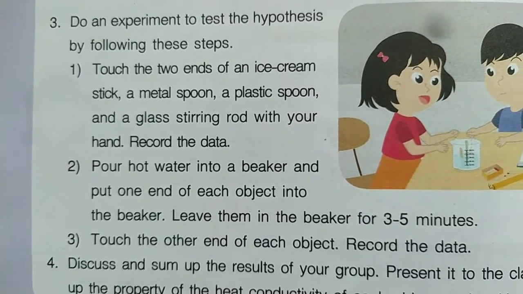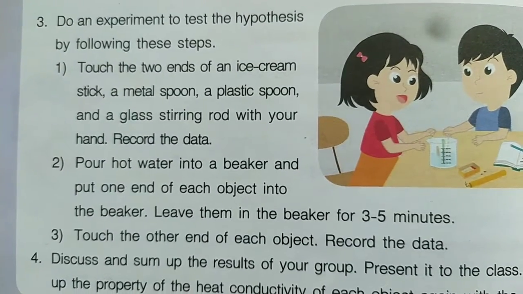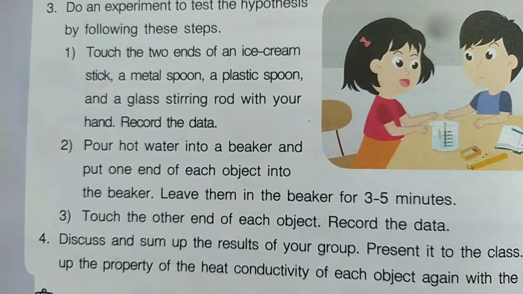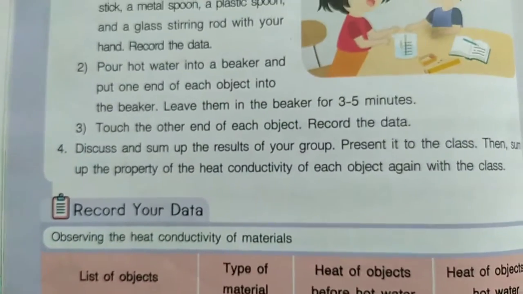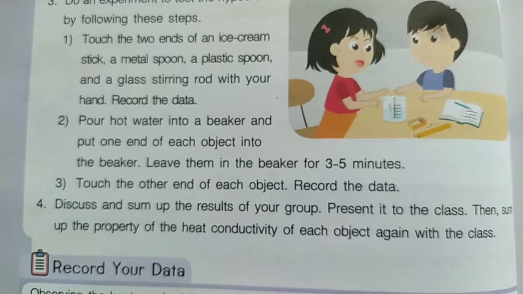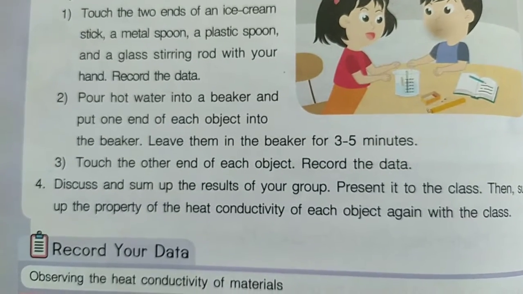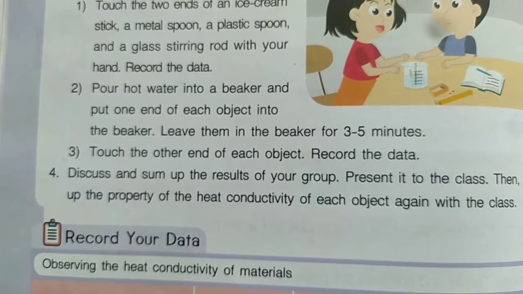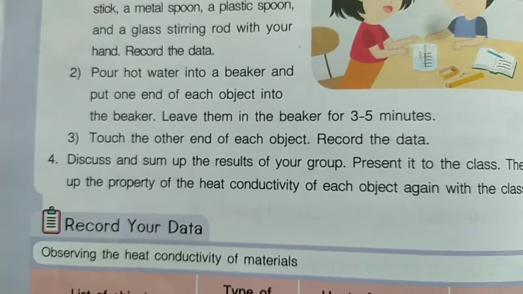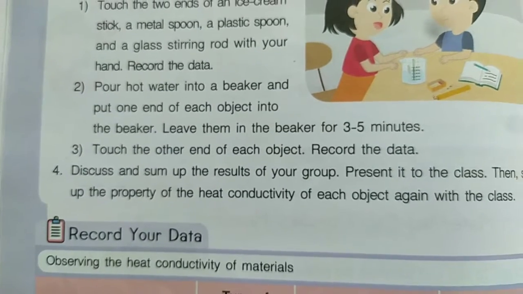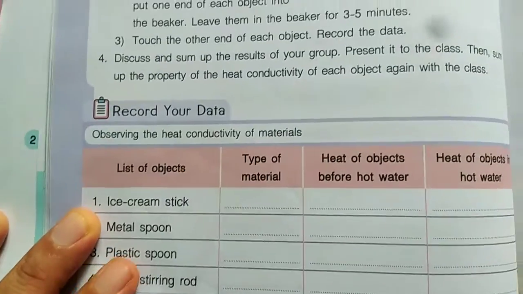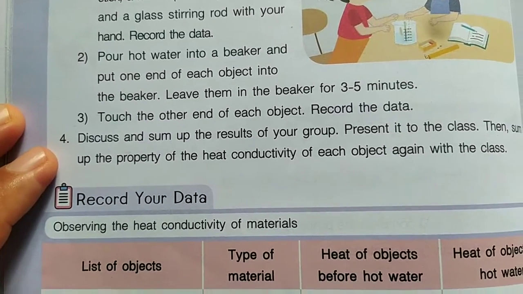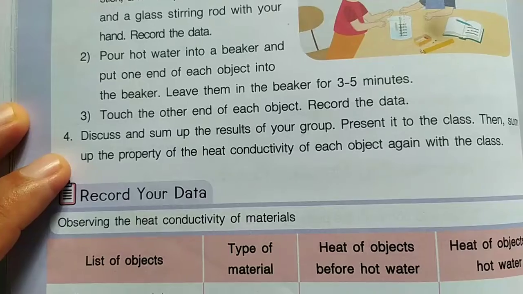Touch the two ends of an ice cream stick, a metal spoon, a plastic spoon, and a glass stirring rod with your hand, and record the data below. And pour hot water into a beaker and put one end of each object into the beaker. Leave them in the beaker for 3 to 5 minutes. And number 3, touch the other end of each object and record the data here. And then, number 4, discuss and sum up the results of your group or of your activity. Present it to the class.